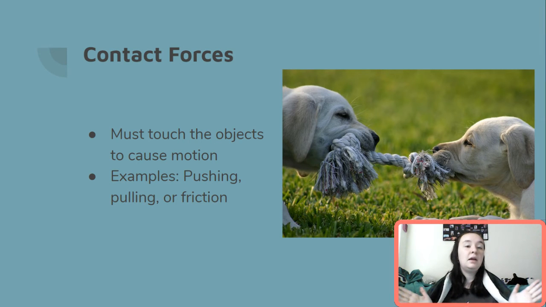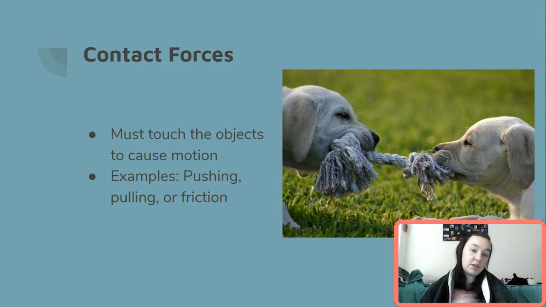Now, contact forces must touch. They must touch the objects to cause motion. Remember, like pulling, pushing. Today we're also going to talk about friction. The picture is an example of two puppies pulling. They are each causing force on either side. They are both touching the rope.